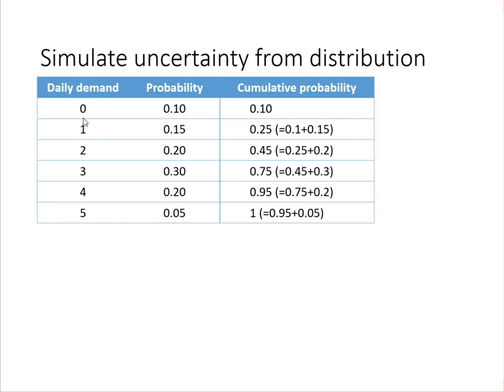The cumulative probability for daily demand 1 is 0.25, which is the sum of these two numbers. The cumulative probability for demand 2 is 0.45, which is the sum of these three numbers. Or equivalently, it's this number plus this number. Give you one more example. Cumulative probability for demand 3 is 0.75, which is the sum of these four numbers, or equivalently, it's this number plus this number. Okay, I guess you get the idea.